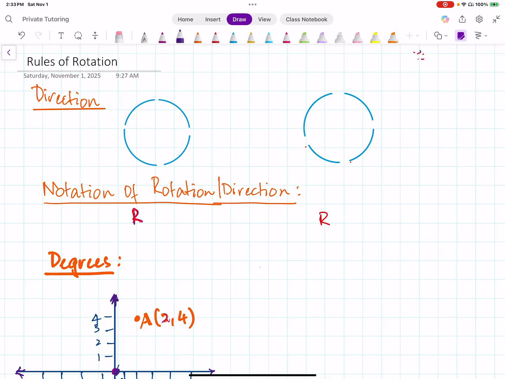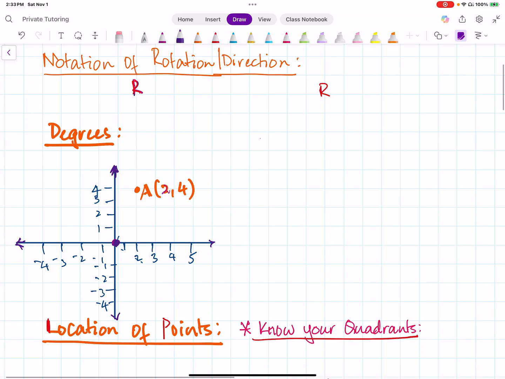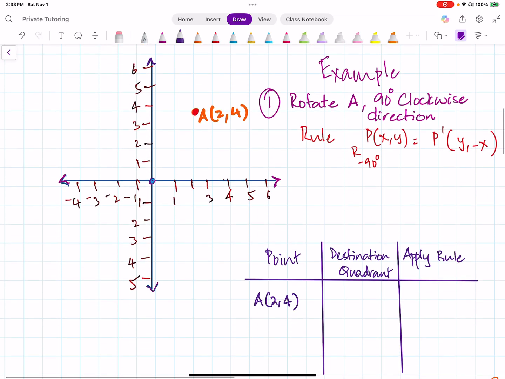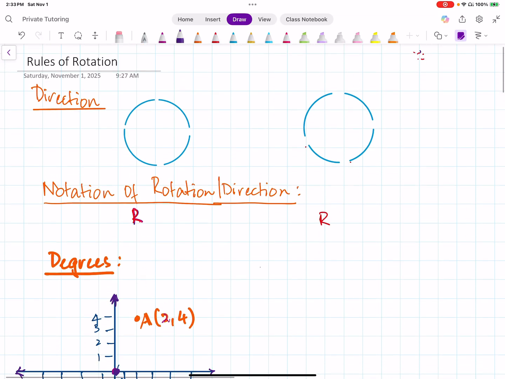My main aim in creating this video is to dispel certain notions, some confusion with regards to understanding how rotations work. So I aim to show you two ways of doing it. One is the way of actually rotating, physically rotating an object. Second is through the application of rules of rotation.